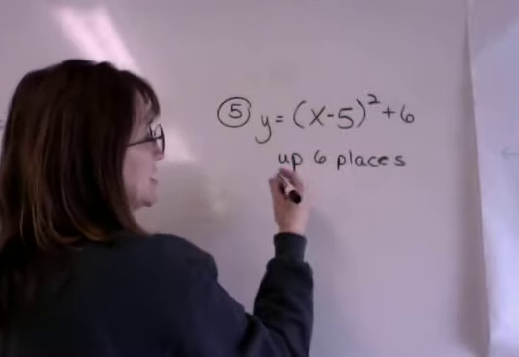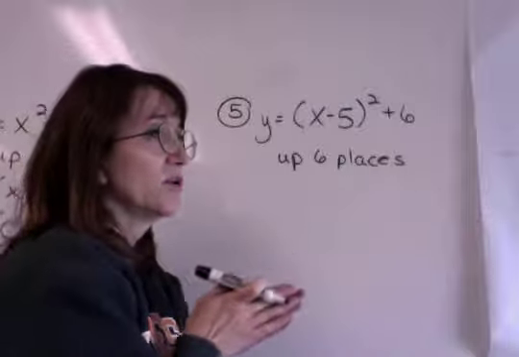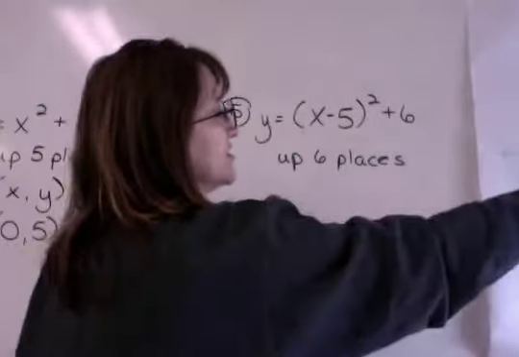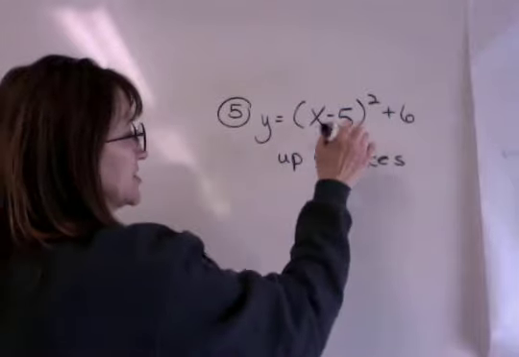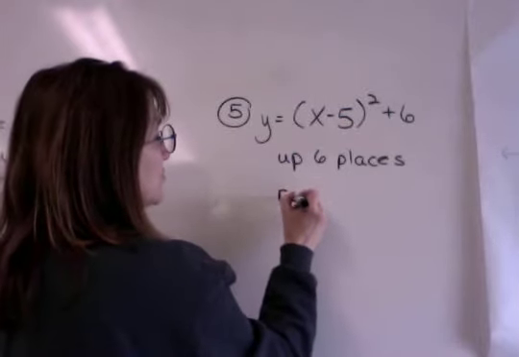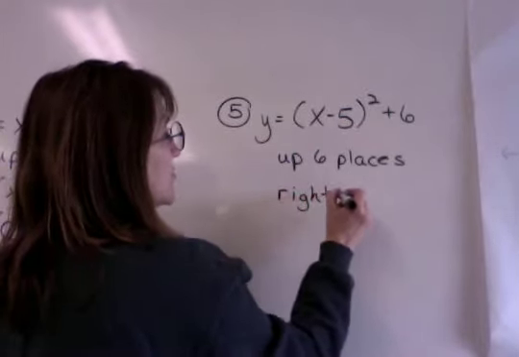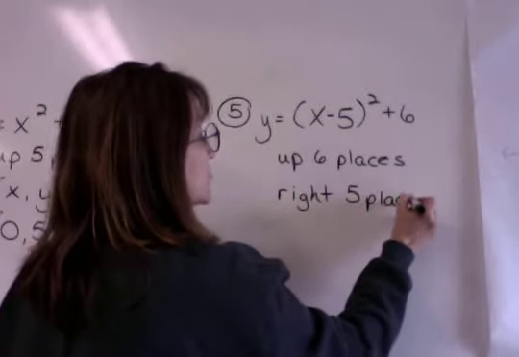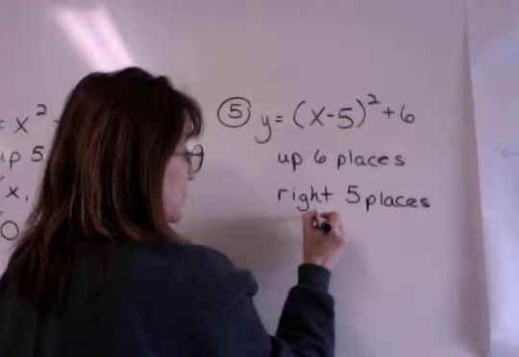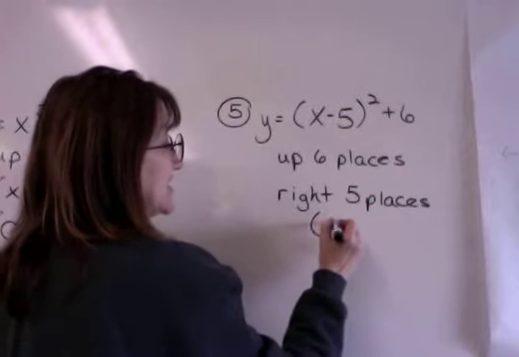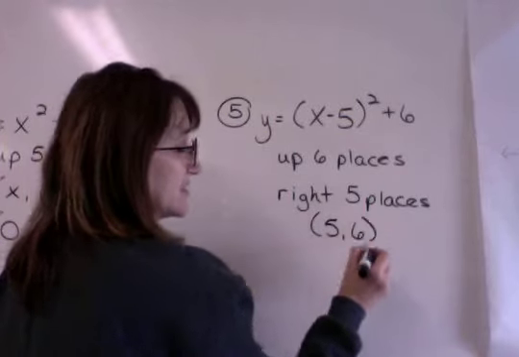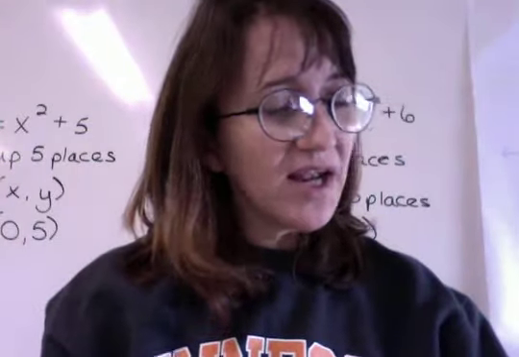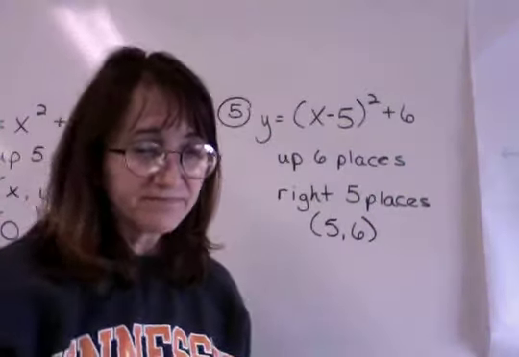This is telling me it's going which way? Right or left? That's telling me it's wanting to go to the positive side of the x, the opposite of the sign. So it's going to the right 5 places. If I was asked for the vertex for that, I would say it is 5 and 6. All right? So 5 and 6. 5 units right, 6 units up.